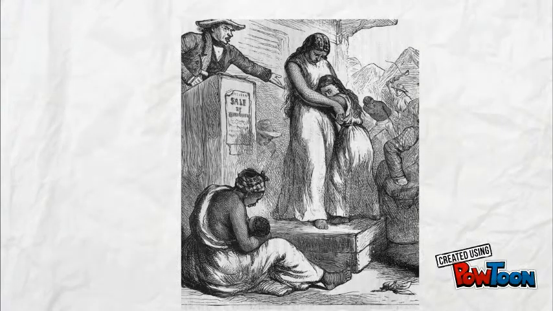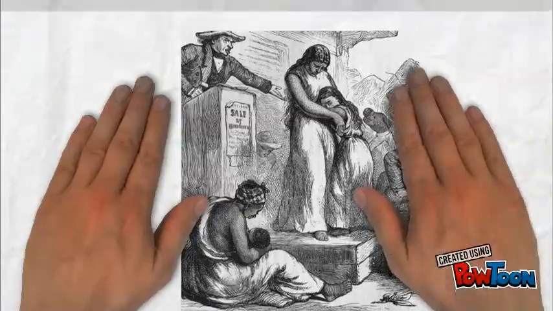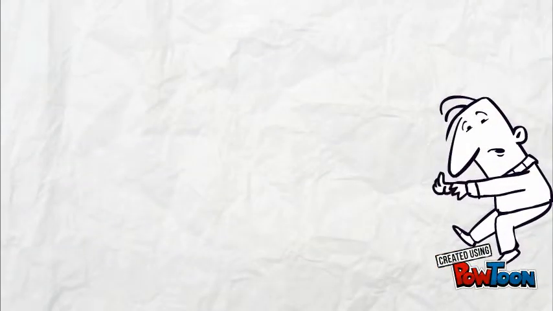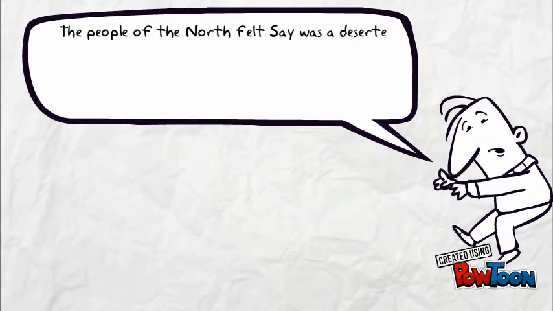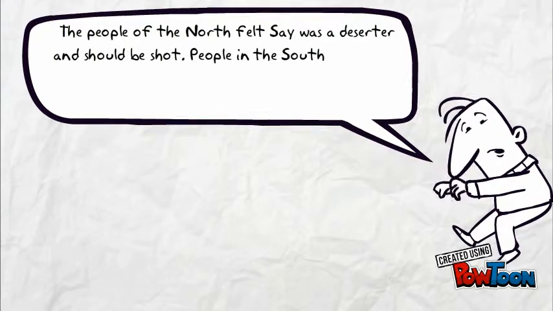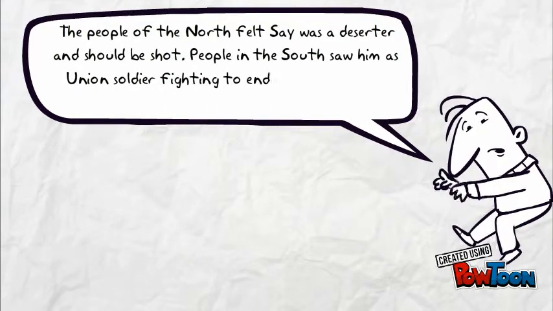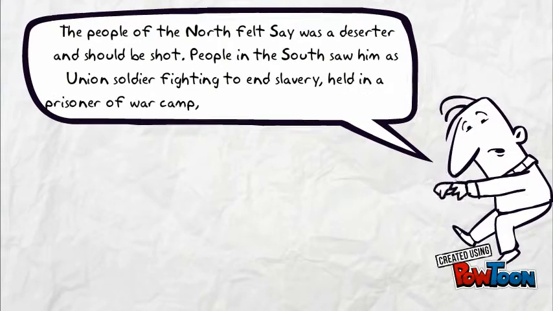Here we can see slave women and children waiting to be sold at auction. Their perspective on slavery is very different. A life of hard work and horror, being torn from their families. Again, same situation, but a very different perspective. Okay, so how can we go back and apply all of this to the story of Pink and Say? Well, the people of the North felt Say was a deserter and should be shot. People in the South saw him as a Union soldier fighting to end slavery, held in a prisoner of war camp and considered to be a hero.